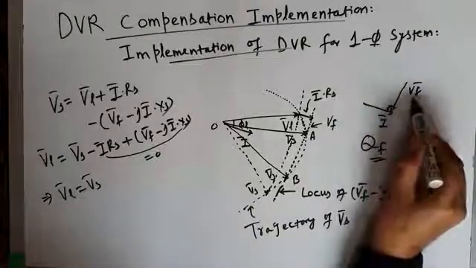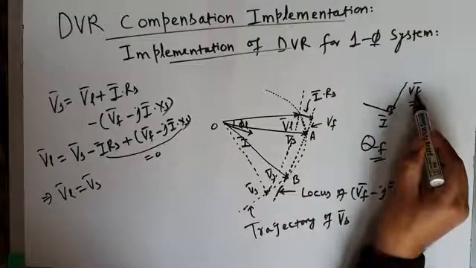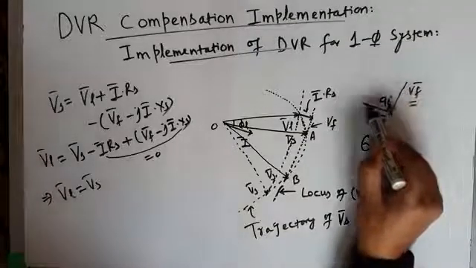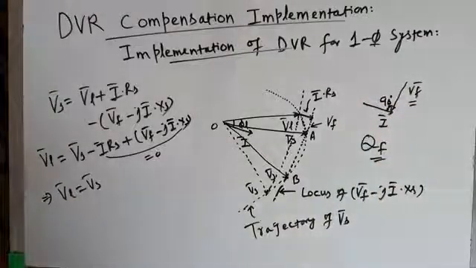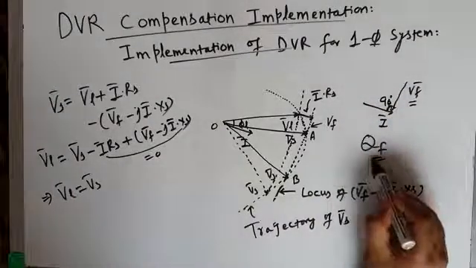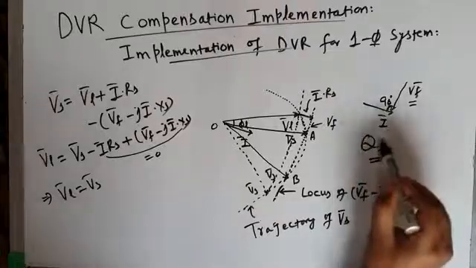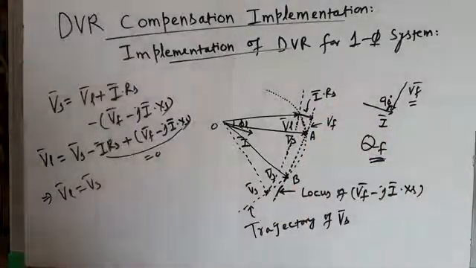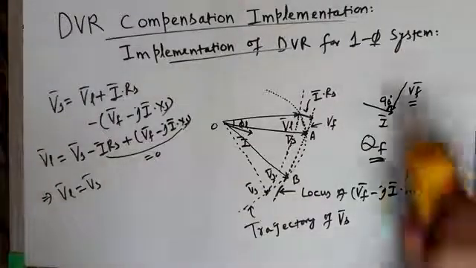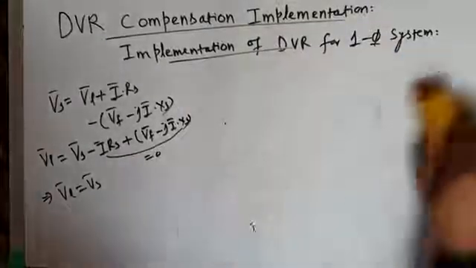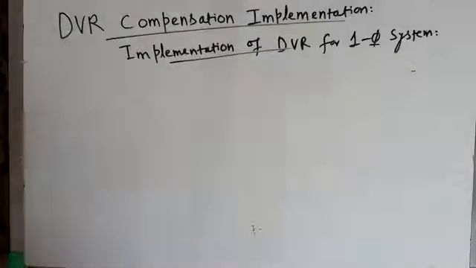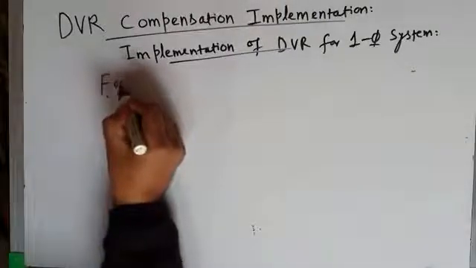That means when you calculate the phase angle of the DVR injected voltage or compensation voltage, this angle should be 90 degrees with respect to the current. So that the DVR injects only reactive power to make load voltage equal to source voltage. That means to do the voltage compensation or series compensation. So with this as the background knowledge, following are the steps for DVR implementation.